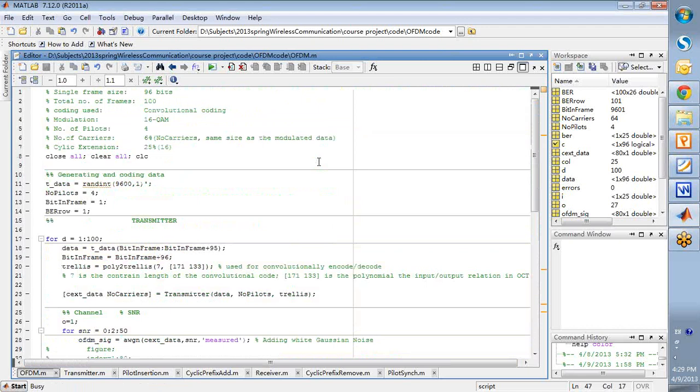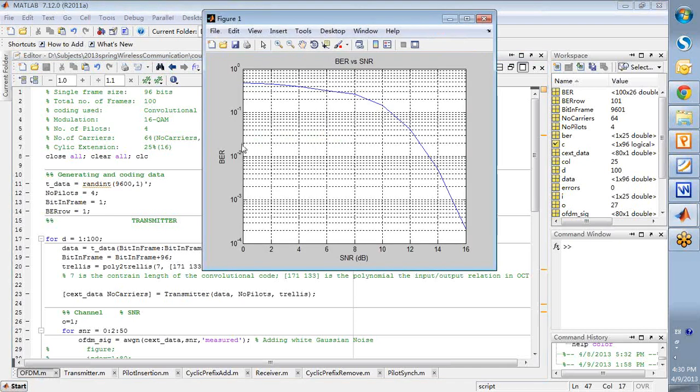Okay, now let me run the code and show you the plot. It will take some time. So this is the bit error rate under different signal to noise ratios using the 16-QAM modulation scheme.